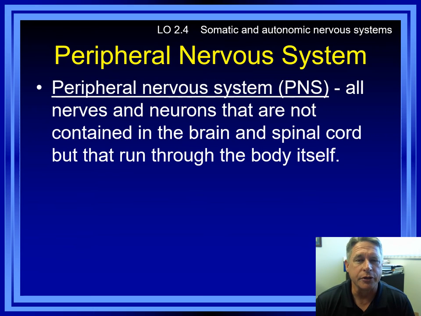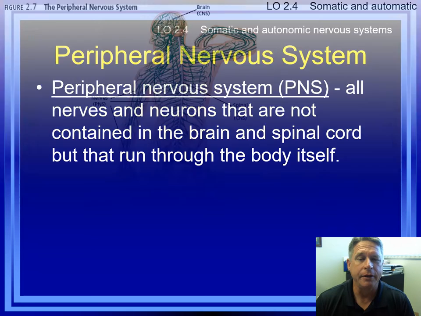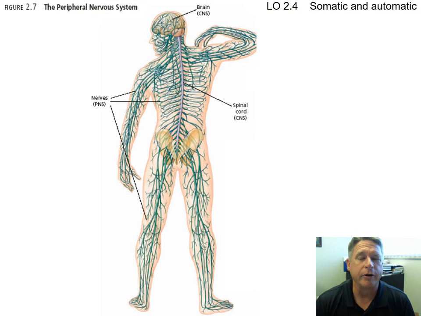The peripheral nervous system, sometimes called the PNS, basically is all the nerves and the neurons throughout the entire body, other than the brain and spinal cord. The brain and spinal cord, those nerves and neurons are part of the central nervous system. So the peripheral is pretty much everything else that runs throughout the entire body, and that's the premise behind that, okay? If you take a look at this picture here, everything that you see in green, so to speak, other than the spinal cord and the brain, is an example of a peripheral nervous system.